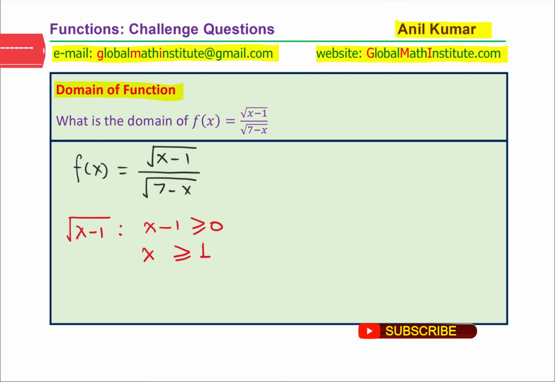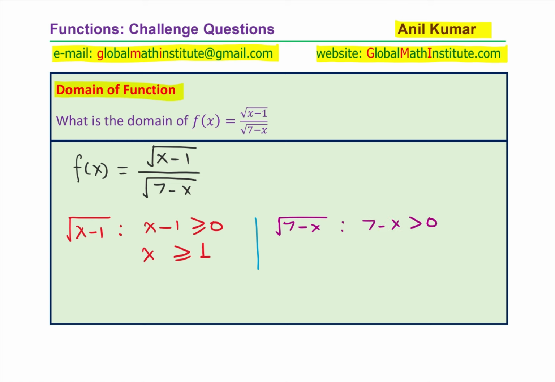Now let's look at the denominator part, which is square root of 7 minus x. That really means that 7 minus x should be greater than 0. It cannot be 0 since it is in the denominator. If I take 7 to the other side, then I get minus x is greater than minus 7. I purposely took 7 to the other side to show you another thing.